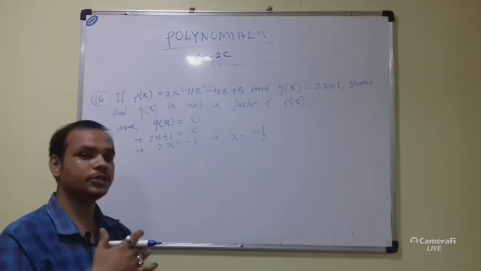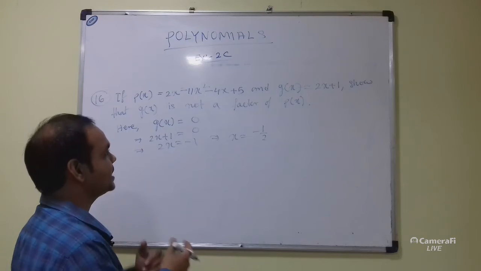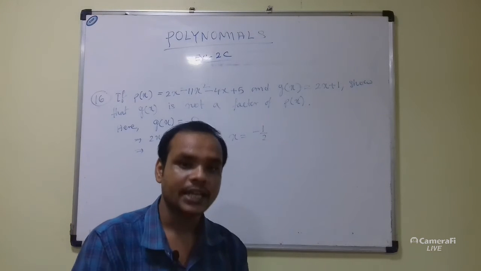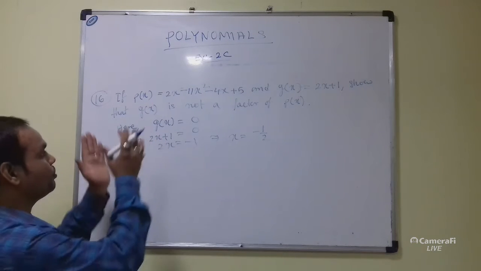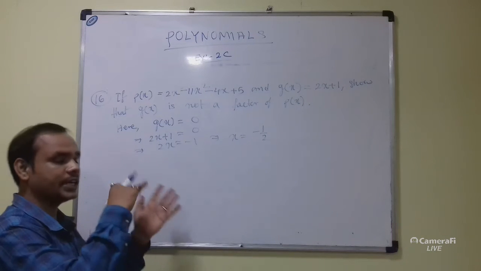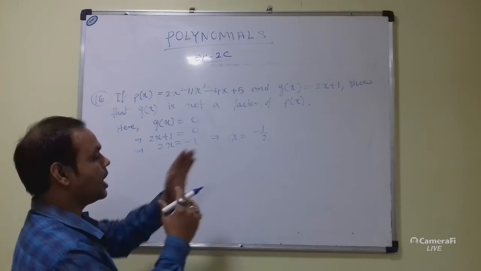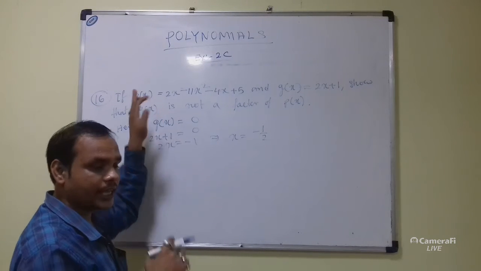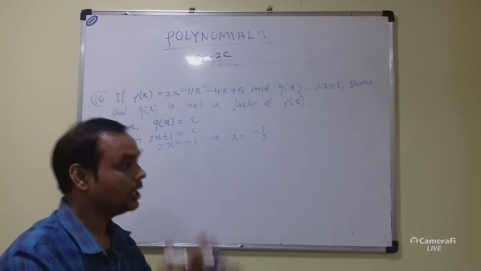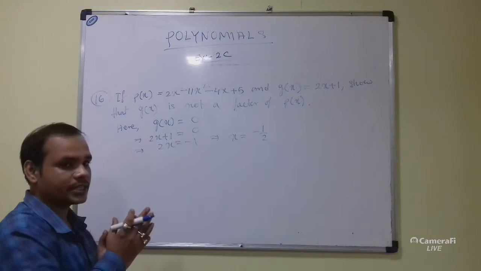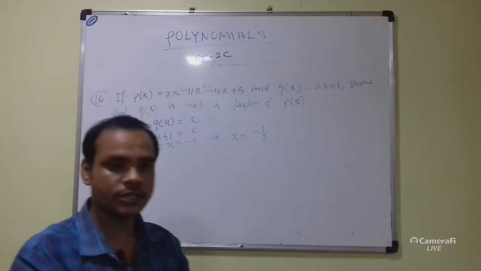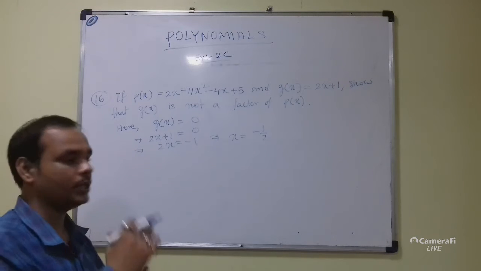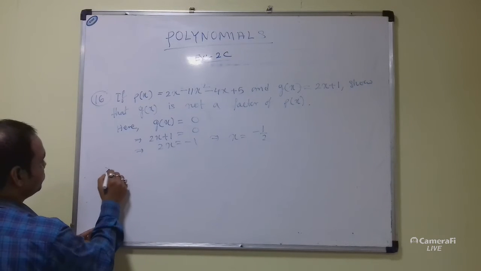After putting the value of x, which is minus half, if the result is 0, then we can say that p of x is exactly divisible by g of x. That means g of x is a factor of p of x. If the result is 0, I repeat once again, after putting minus 1 by 2 in place of x, then g of x is a factor of p of x. But if the result is not 0, then we can say that g of x is not a factor of p of x.